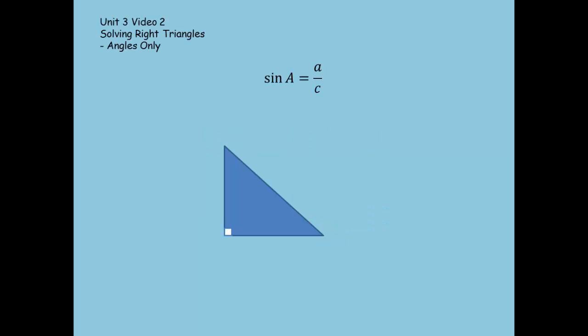So let's go ahead and label our triangle here. Little a, little b, and the hypotenuse is little c. If the sine of angle A is the opposite over the hypotenuse, then that's the ratio we get. Therefore, I can have the sine of angle B equal little b over c.